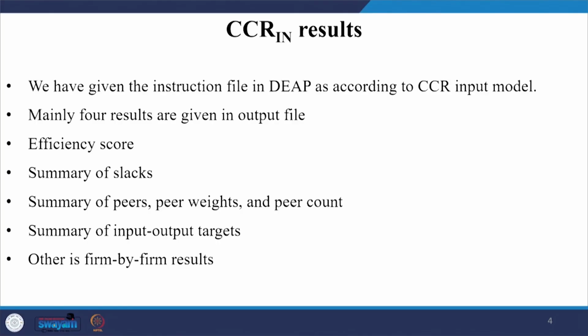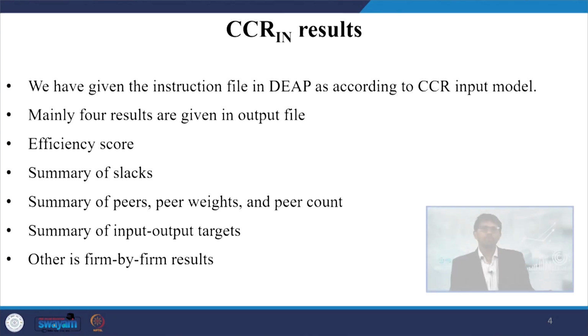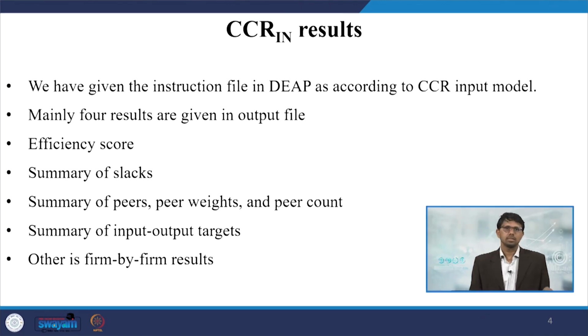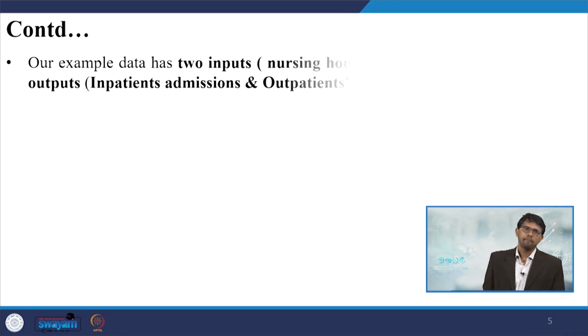CCR input based models. There are mainly 4 results given in the output file. So, we will be emphasizing mostly on efficiency score, then summary of slacks, then summary of peers, peer weights and peer count, then summary of input output targets. The other is by firm results. We will discuss each of them, how results are derived and how they are interpreted.